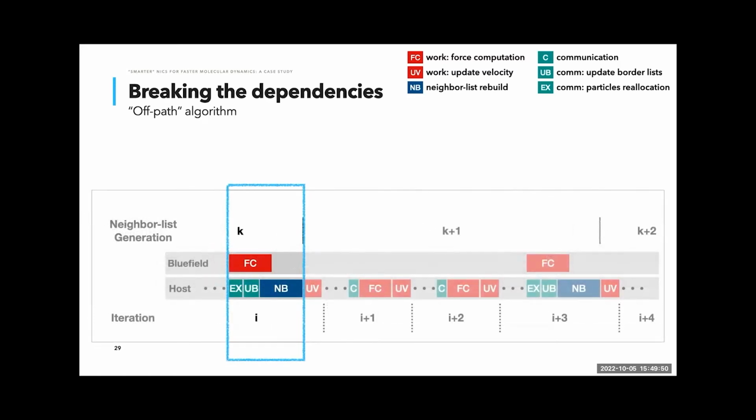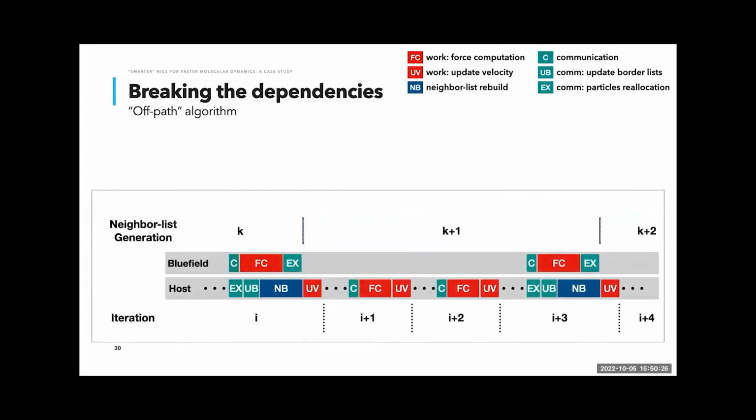The trick is the force computation uses the old neighbor lists from the previous generation. So it is important to note that this is not an exact copy of the original MiniMD heuristic. We can consider our approach an alternative heuristic, a heuristic that exposes more task-level concurrency. We call this new heuristic the off-pass algorithm.